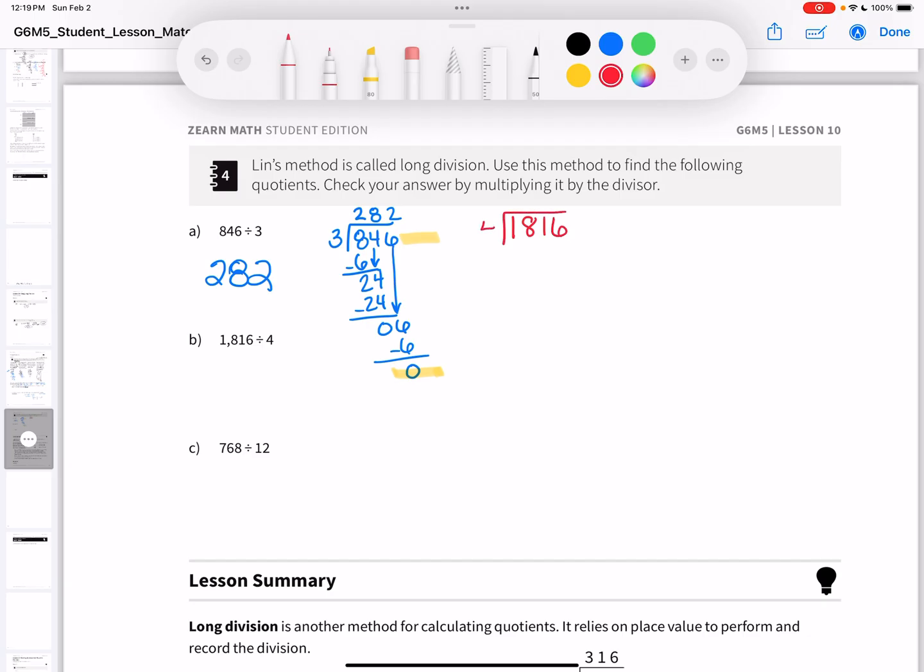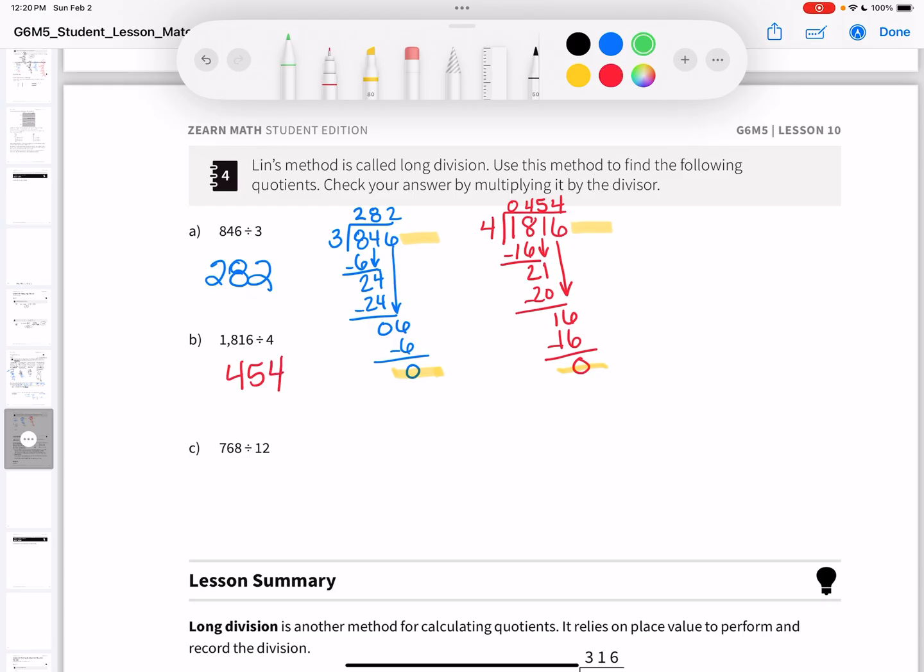1,816 divided by 4. 4 goes into 1 0 times. 4 goes into 18 4 times. That gets us 16 because 4 times 4 is 16. 18 minus 16 is 2. We bring down the 1. 4 goes into 21 5 times. 4 times 5 is 20. Subtract that out. Bring down the 6. 4 goes into 16 4 times. 4 times 4 is 16, leaving 0. There are no more numbers to the side here, and we've hit 0, so we are done dividing. So 1,816 divided by 4 is 454.